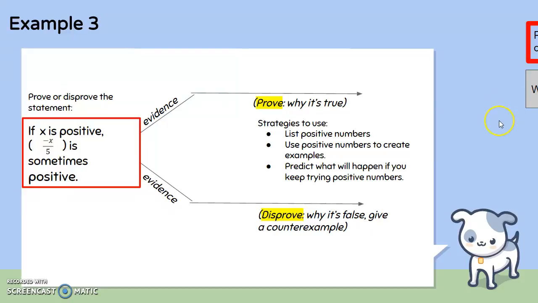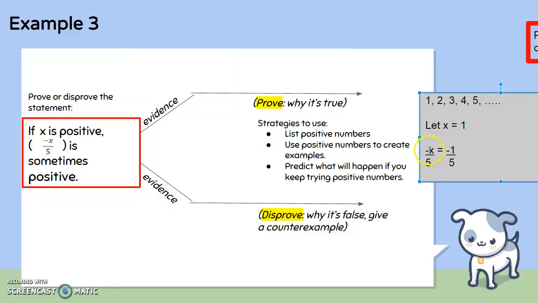Then take those numbers and start plugging them into this expression. So let's say from my list of positive numbers that I wrote down, let's just pick the first one, x equals 1. All right, I'm going to take that and plug it into that expression. So here's my statement, the opposite of x divided by 5. Well, if I let x equal 1, the opposite of x is negative 1. So this is the fraction negative 1/5.